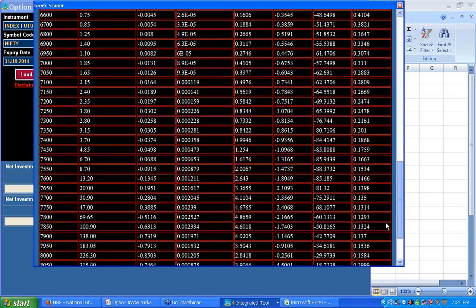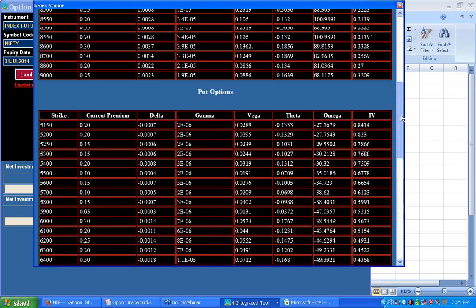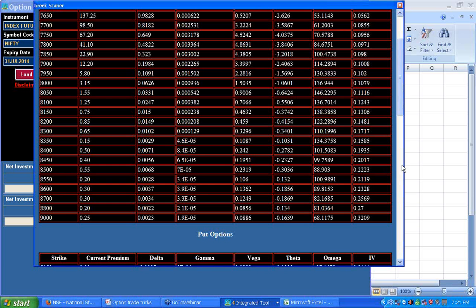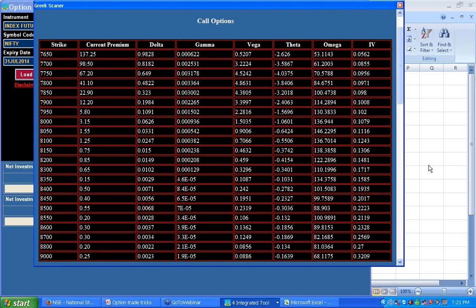7700, 7600 to 7900 is my point of importance. From here I am getting 7600 having a delta of minus 0.13, and I have all these levels. Now for the range bound market, I am going to form a strategy expecting this is the move.